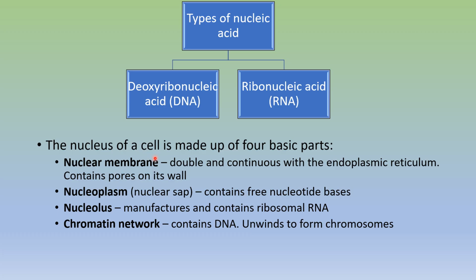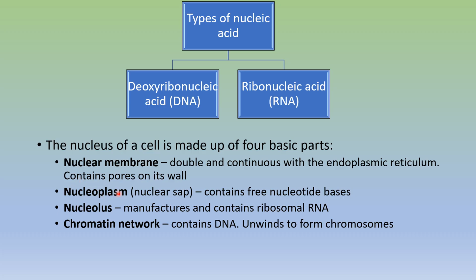Now we're going to recap the nucleus of the cell, because our DNA is found in the nucleus and one of the RNAs is made in the nucleus. So our nucleus is made up of four basic parts. We have the nuclear membrane, which is double and continuous with the endoplasmic reticulum. Also, the nuclear membrane contains pores in its wall, which means it basically has little holes that allow substances to move out.